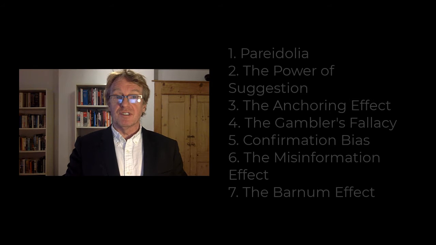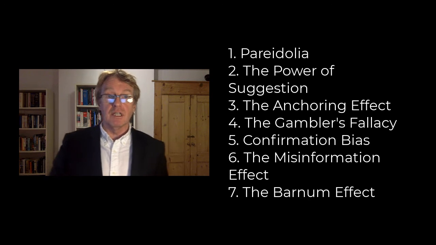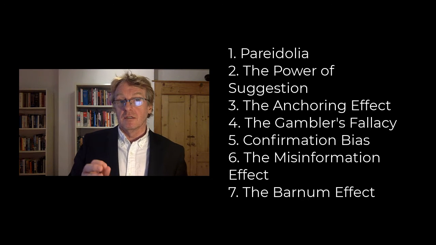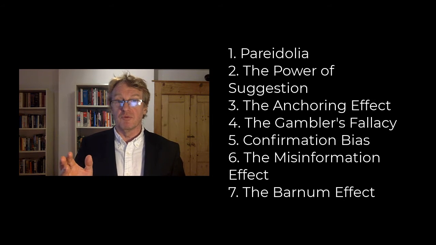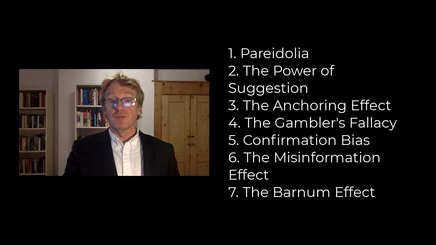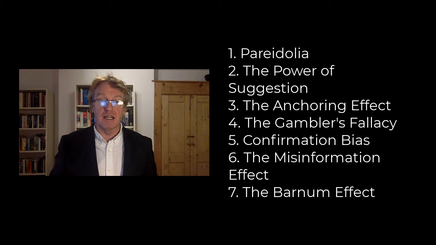Debiasing strategies. In this section we've looked at 7 classic examples of cognitive bias: pareidolia, the power of suggestion, the anchoring effect, the gambler's fallacy, confirmation bias, the misinformation effect, and the Barnum effect.